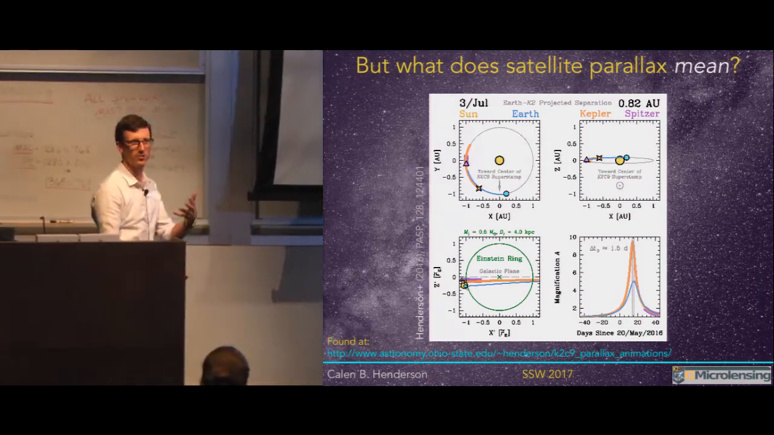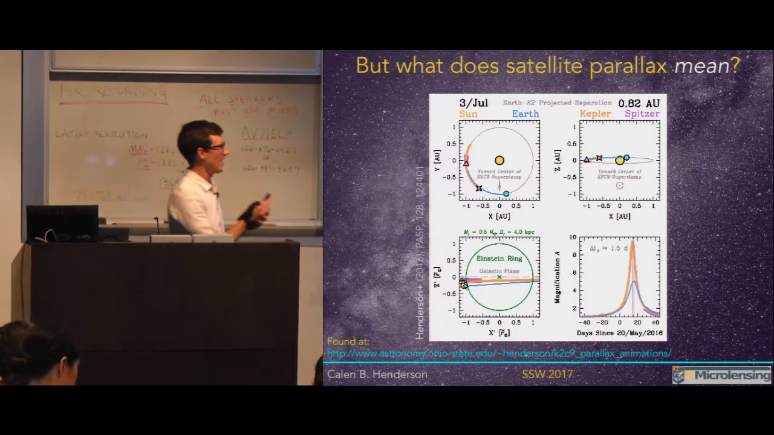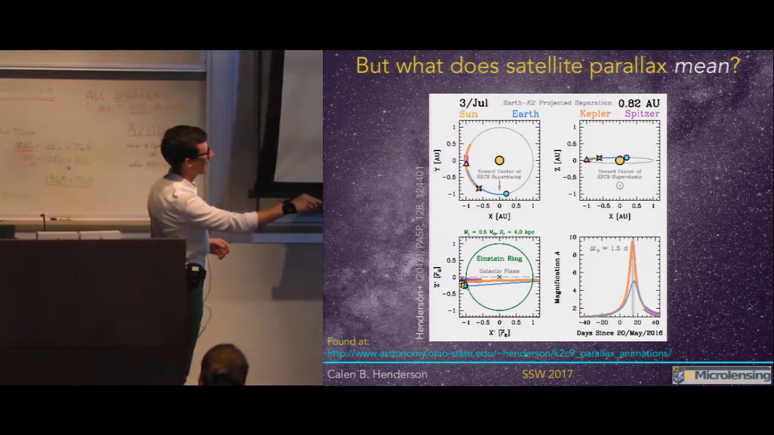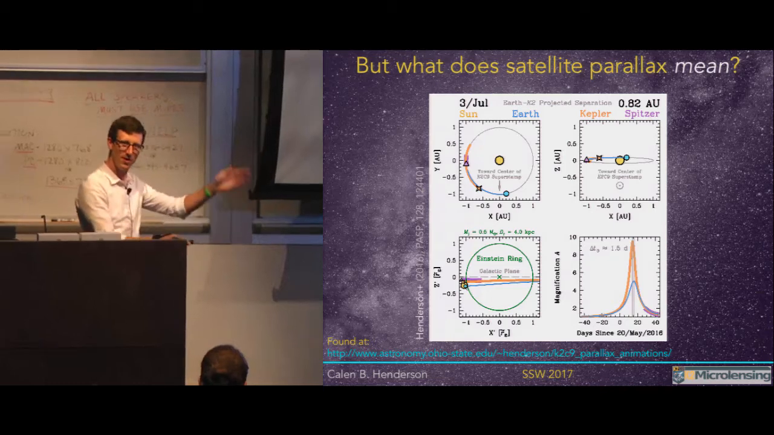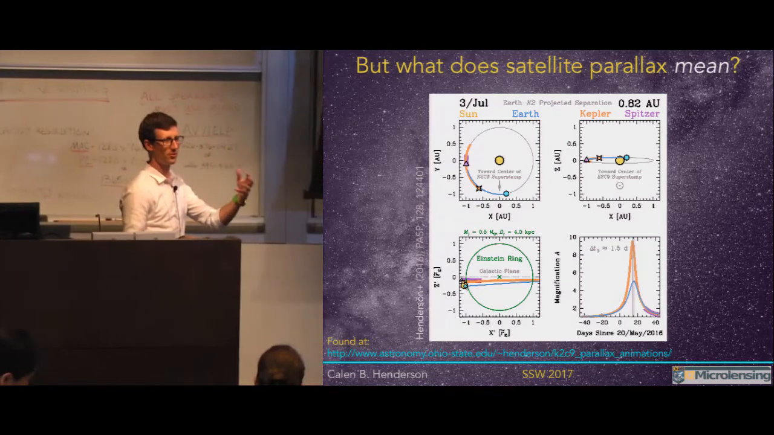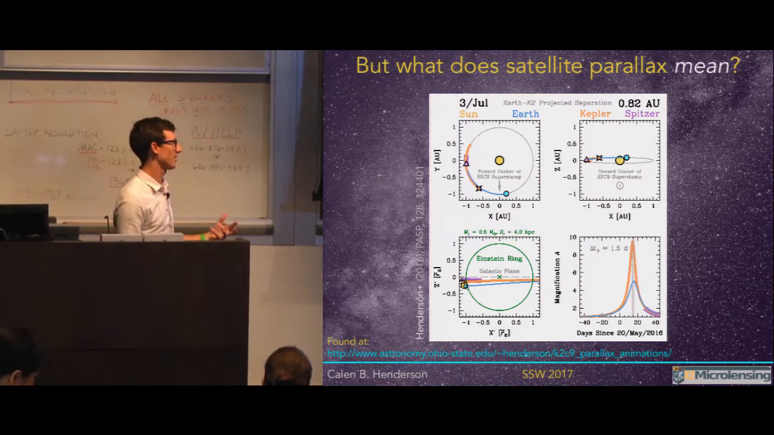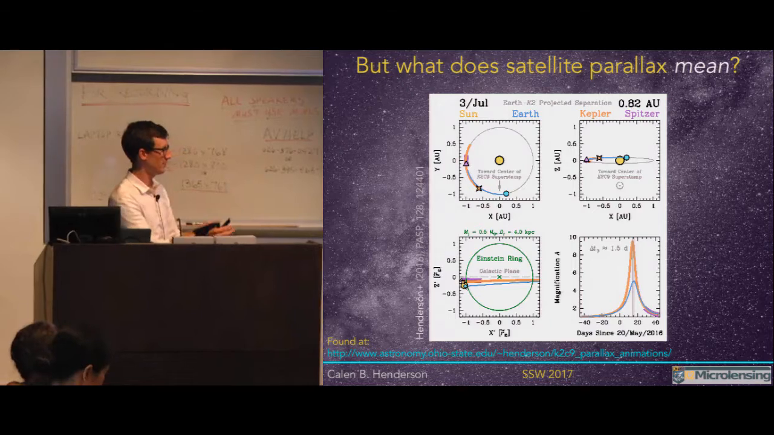So the impact parameter, this u0, differs by about a factor of 2 between Earth and Kepler. And it's harder to see on this scale, but there's also a 1.5 day separation in the time of this peak magnification. And so these are the 2 observables that you leverage in order to measure this microlens parallax: the separation in time and the separation in peak magnification.